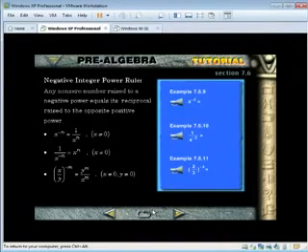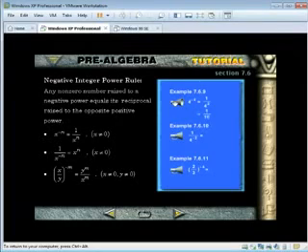Negative integer power rule. Any non-zero number raised to a negative power equals its reciprocal raised to the opposite positive power. x^(-n) equals 1 divided by x^n, where x is not equal to 0. 1 divided by x^(-n) equals x^n, where x is not equal to 0. (x/y)^(-m) equals (y/x)^m, which is y^m over x^m, where x is not equal to 0 and y is not equal to 0.